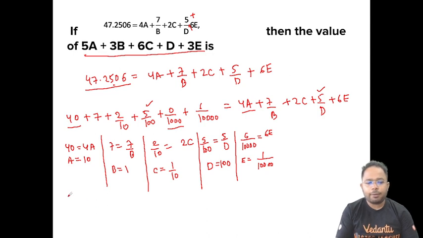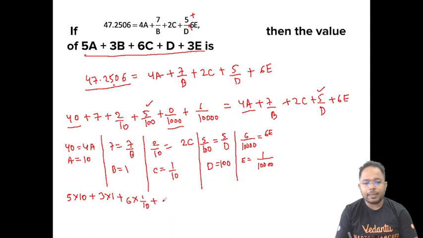just put them in: 5A, 5 into 10, plus 3 into 1, plus 6 into 1 by 10, plus 100, plus 3 into 10,000. So 100 plus 5 into 10, that is 50. 100 plus 50, 150, plus 3, 153. Now, decimal part. 6 by 10, that will give you the 6 in the tenths place.